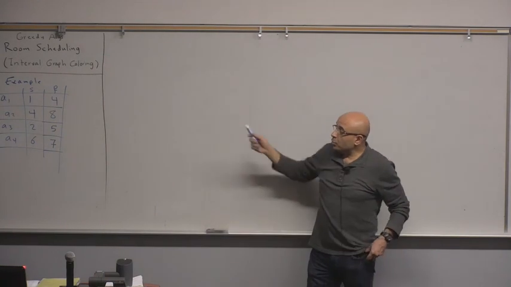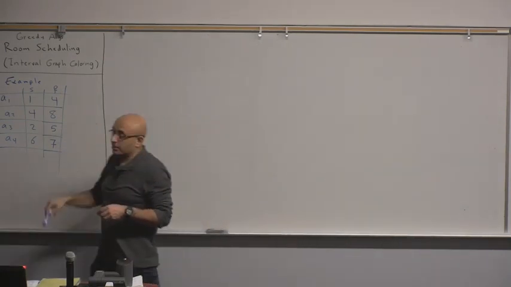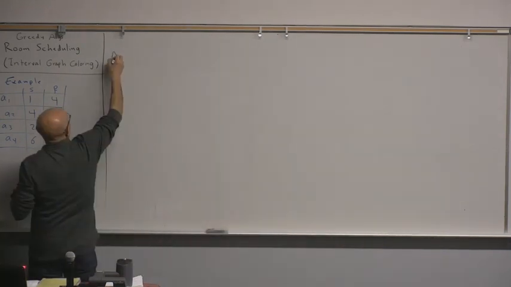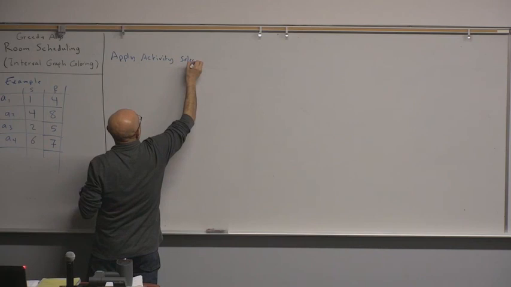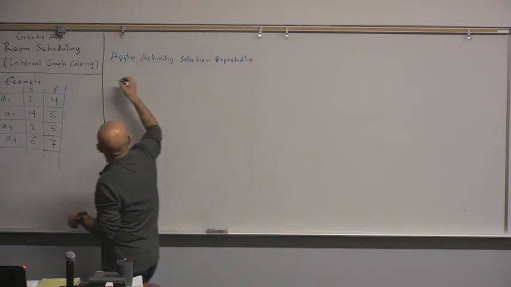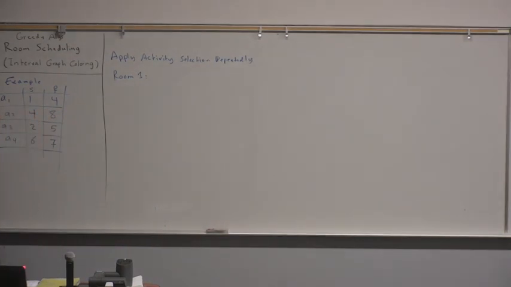Now, you may be tempted to try to solve this problem using activity selection applied repeatedly. What does it mean? So take room 1 and try to fit as many activities as possible in room 1 using the algorithm that we have studied in the previous lecture. So when we take room 1 and try to fit as many activities as possible in room 1, what will we get? So we'll go by the minimum finish time. So this is the minimum finish time. So I put A1.